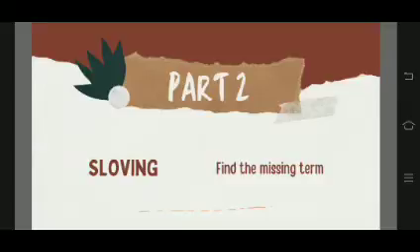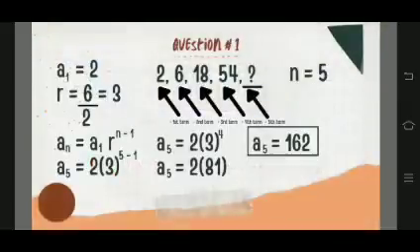Now let's go to part 2, where we will focus on solving and finding the missing term. In question number 1, we are given a sequence of 2, 6, 18, 54, and a question mark. We can see that the number 2 is our first term, 6 is our second term, 18 is our third term, 54 is our fourth term, and our fifth term is missing. The missing term is what we are going to find. Since it is the fifth term, n equals 5.